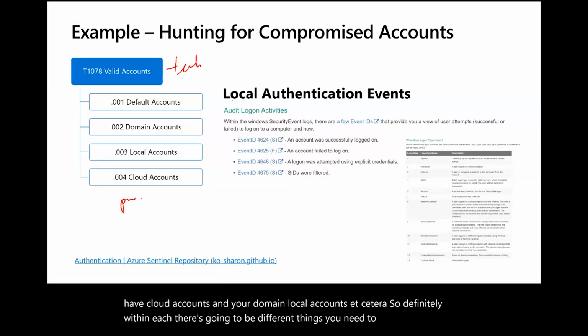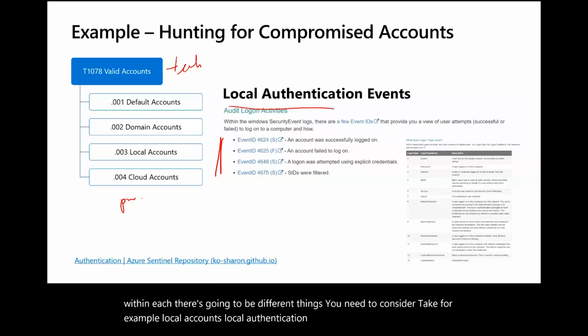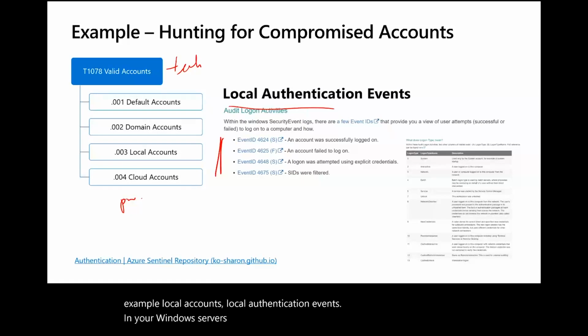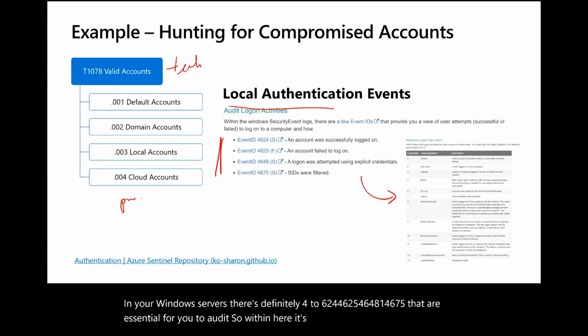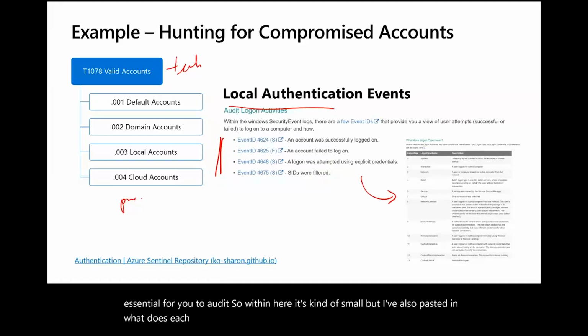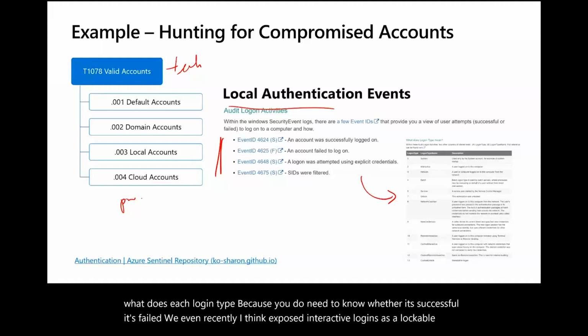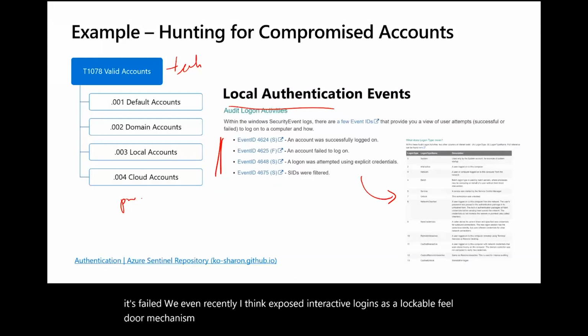Take, for example, local accounts and local authentication events. In your Windows servers, there are definitely 4624, 4625, 4648, and 4675 that are essential for you to audit. It's kind of small, but I've also pasted in what each login type actually means, because you do need to know whether it's successful or failed. We even recently, I think, exposed interactive logins as a loggable field, so you can look at not just user-initiated logins, but also non-interactive ones as well.